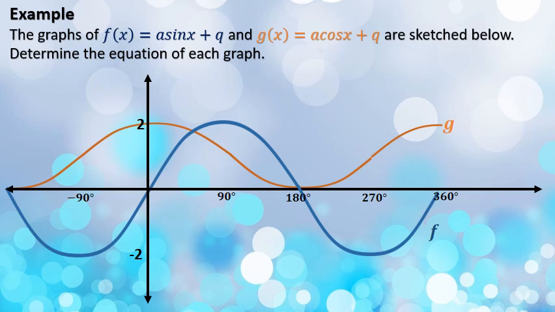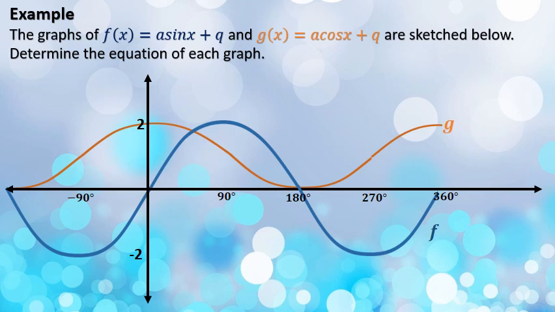So let's jump straight into a very quick example. Below, the graphs F and G are sketched. F is the blue graph, and the question tells you that F is a sine x plus q, while G is a cos x plus q. And now we need to determine the equation of each of these graphs. Now, I'm not repeating the formulae on the previous page. I'm diving straight into applying those formulae.